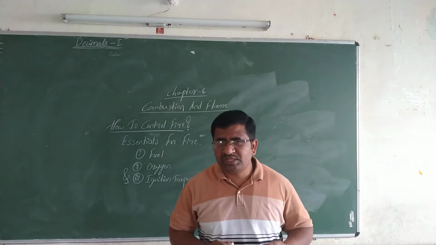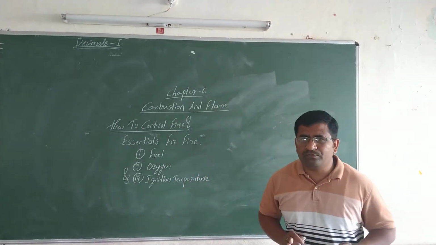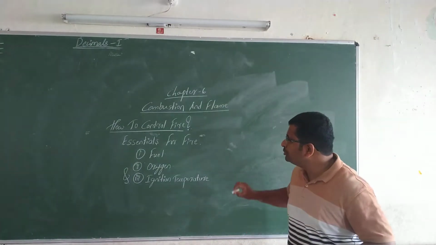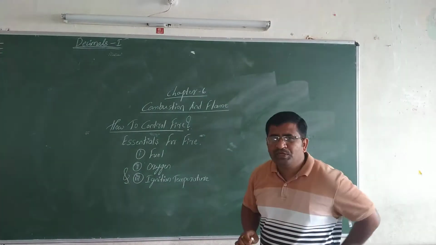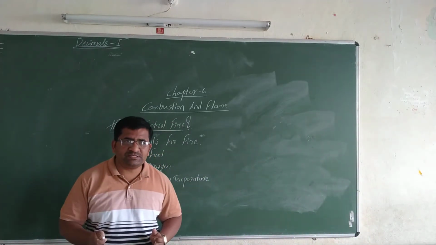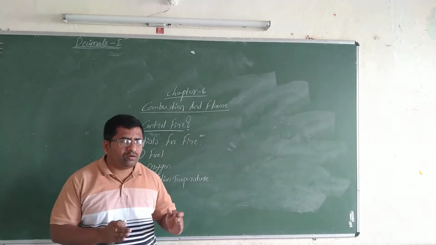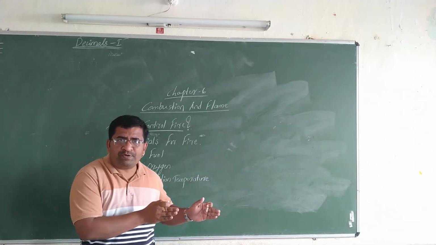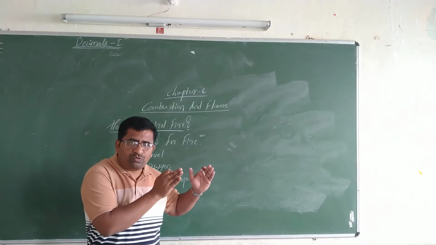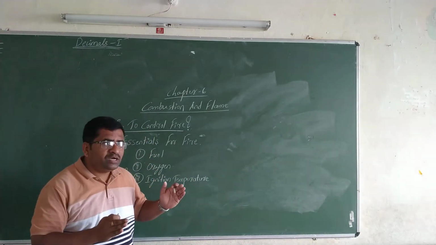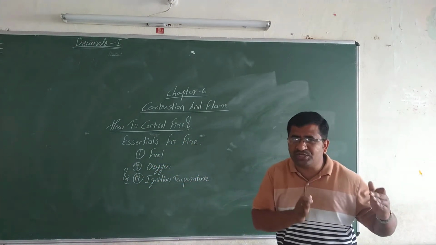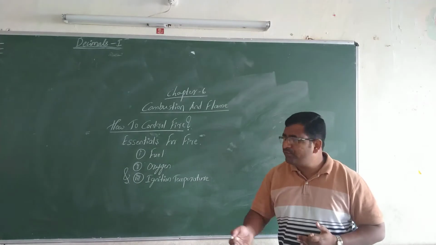Students, now in the same chapter, combustion and flame, let us study how to control fire. Think a fire has taken place to a bundle of papers, or a building, or wooden blocks. Then how to control that fire? How to stop the fire that has already taken place?